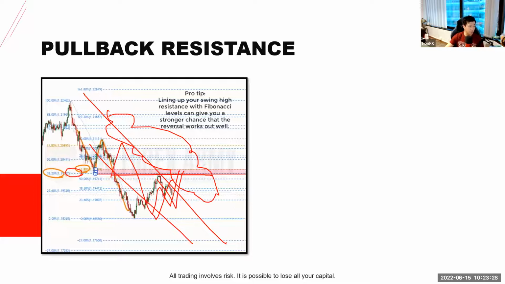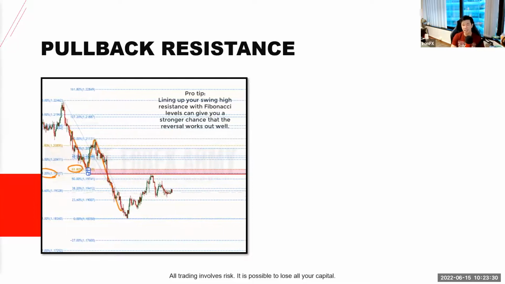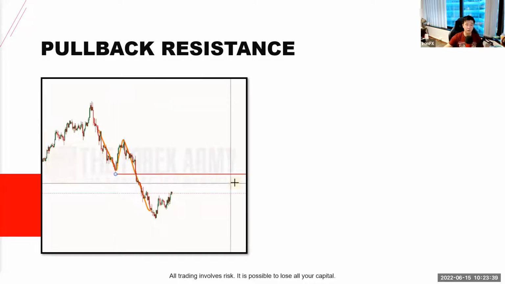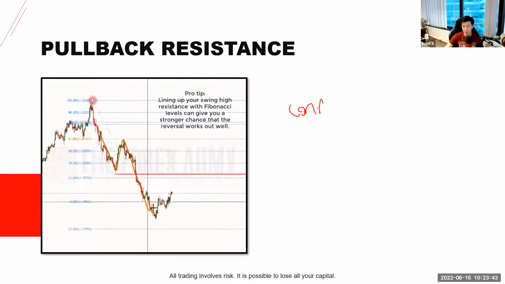If you ask me, a lot of people ask me, is there a single best indicator? Is there a single best strategy that works very well? There isn't. In fact, it's what we call the confluence. You're looking for confluence over here. C-O-N.